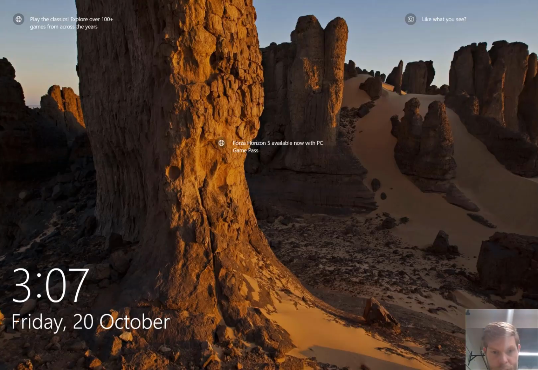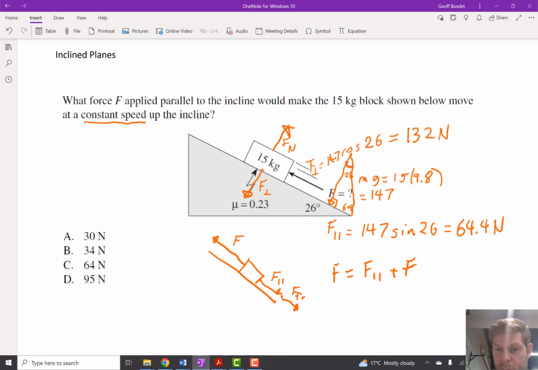Apologies for this. Plus force of friction. And so we just plug her in. So we got 64.4 plus our force of friction, which is just mu Fn.